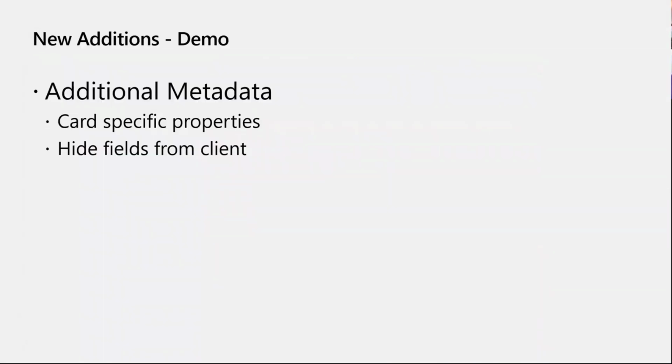So the last thing I'm going to leave with today is a quick demo. We've added some additional metadata to the data types in particular. And so I'm going to show you how we've added data types that allow you to set some card specific properties, because you might have noticed that the card layouts don't look like some of the other ones that you can see, for example, on the Wolfram side. And then there's also the ability to hide individual fields from the client. And I'll show some of that too.